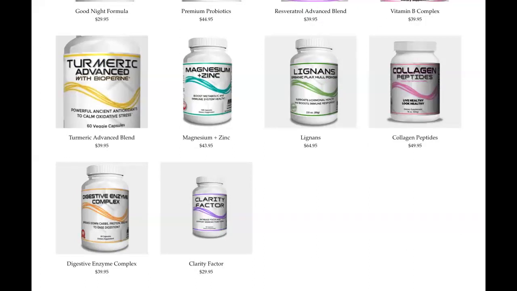Zinc and magnesium are important cofactors. Lignans, great for hormonal balance and support. Collagen, it's great for the skin and to help with the cartilage.